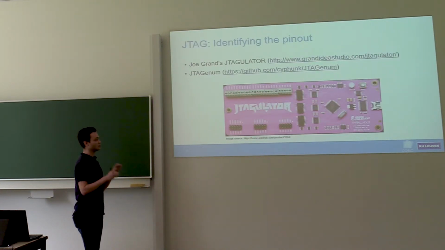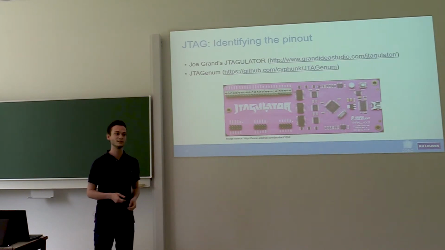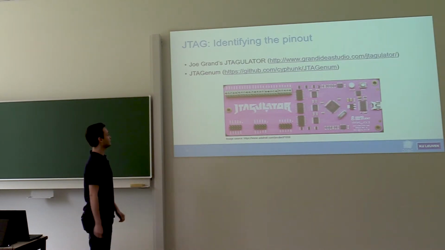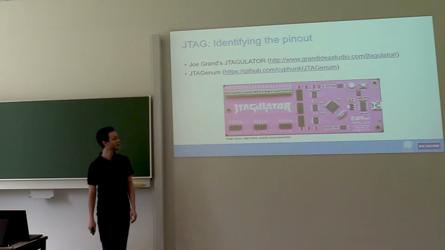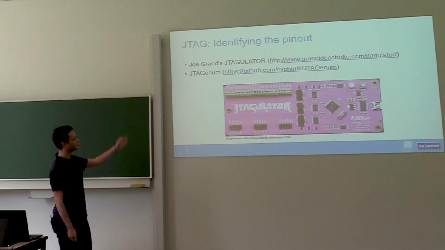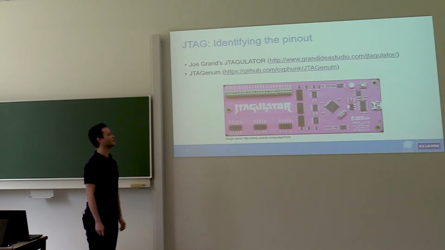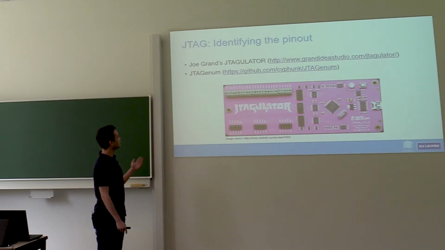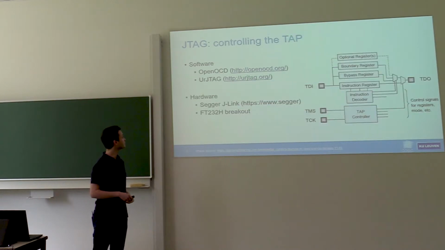Now, as I've said, you can solder wires to all of these pins, but to figure out which ones you need for JTAG, there's a few tools. One is a tool made by Joe Grand. It's called the JTAGulator. It comes in hot pink, and if you connect the wires to it, it will enumerate all of the possible candidates for the JTAG interface. There's another project called JTAG Enum, and this one you can run on a Raspberry Pi.